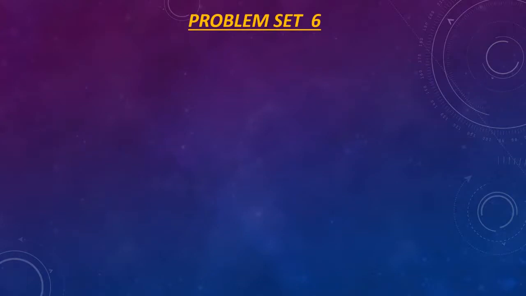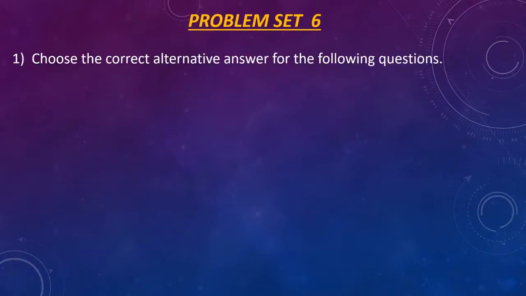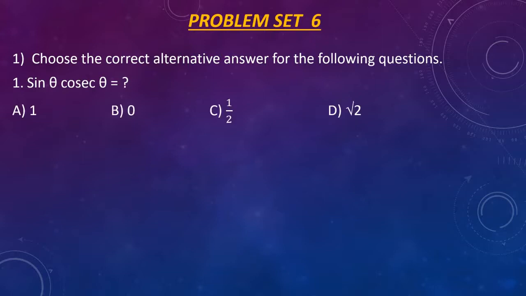Now let us start with the problem set 6. Question number 1. Choose the correct alternative answer for the following. First, sin theta into cosec theta is equal to question mark. So what is sin theta into cosec theta? Options are A 1, B 0, C 1 upon 2 and D root 2. So the correct option is option A, 1.